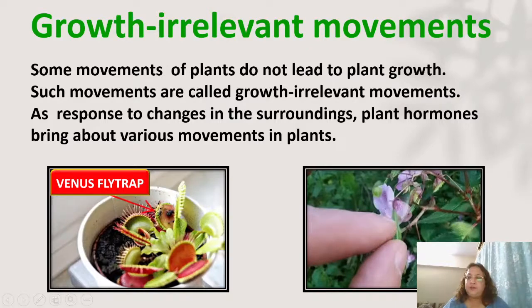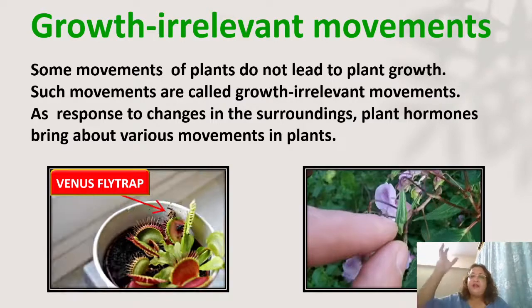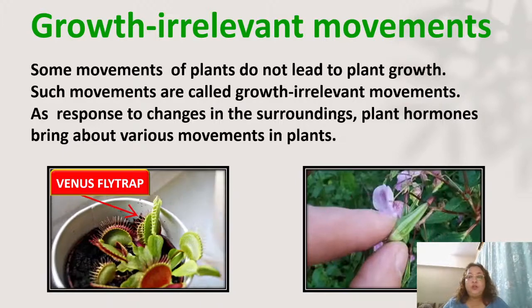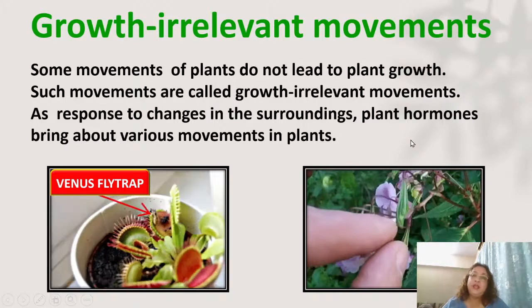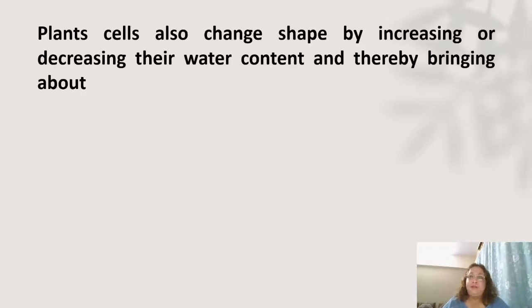Then we have the balsam. If you see here, you will find the pod just breaking by itself and releasing seeds. Again, this has nothing to do with growth and hence it is called a growth irrelevant movement. Plant cells also change shape by increasing or decreasing the water content, and thereby there is movement. Due to some touch or some stimulus from the environment, immediately the water content will change in that part and that brings about a movement.